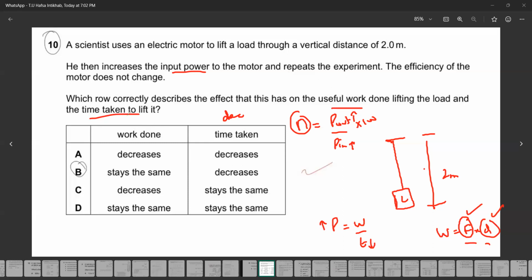Is this one clear? So work done will be constant, the same, but it will take a shorter time to do the same work. And why is the work done the same? Because we are lifting the same object to the same height.